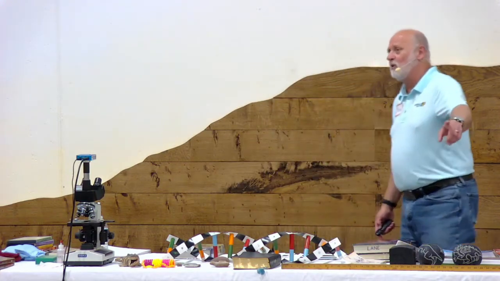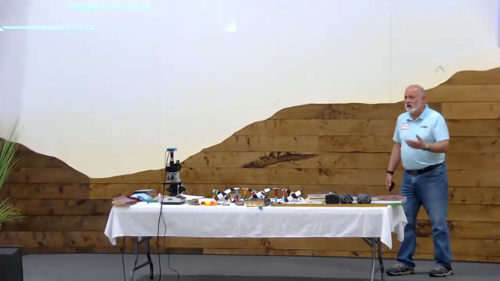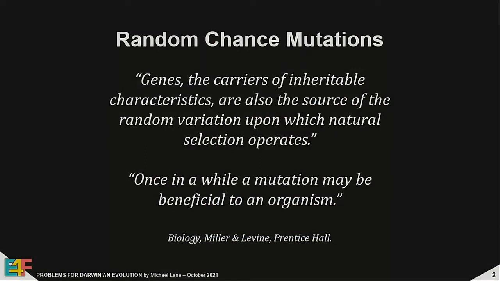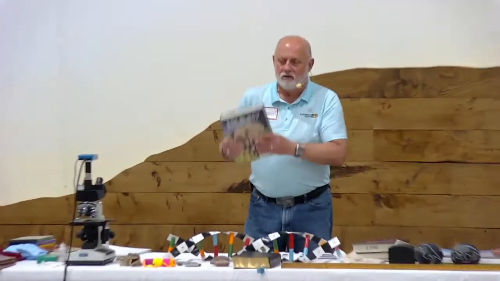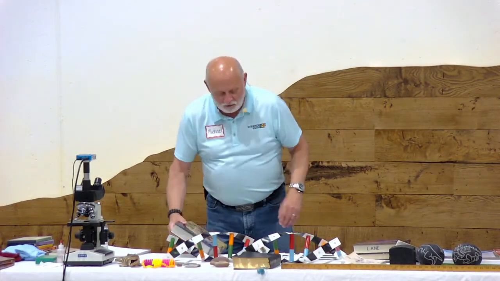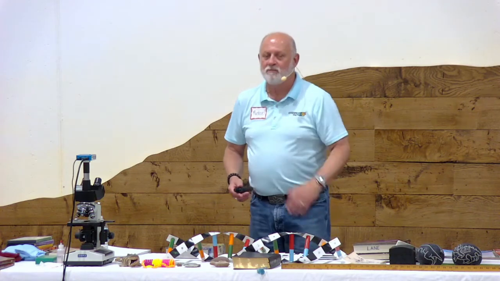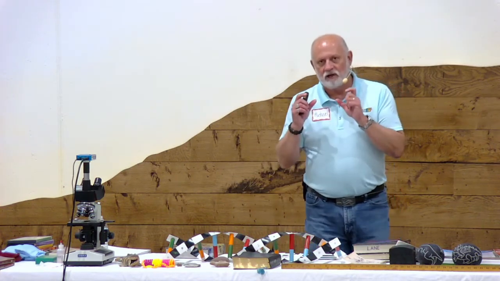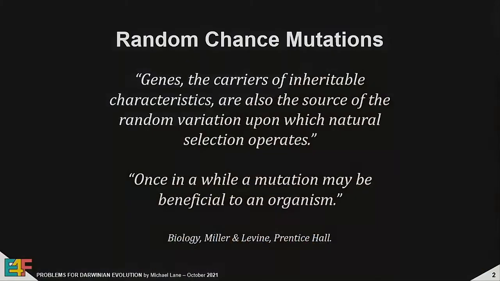Now, as I said, the definition of Darwinian evolution in any textbook is going to basically say random chance mutations are what run the thing. Death, killing off certain things, that's what runs this process. I'm going to quote, as I will do frequently today, out of the Miller-Levine biology book, and their whole thing here on evolution and how it takes place. And this is what they mention about this pillar of the idea of Darwinian evolution. Quote, genes, the carriers of inheritable characteristics, are also the source of random variation upon which natural selection operates. Once in a while, a mutation may be beneficial to an organism.